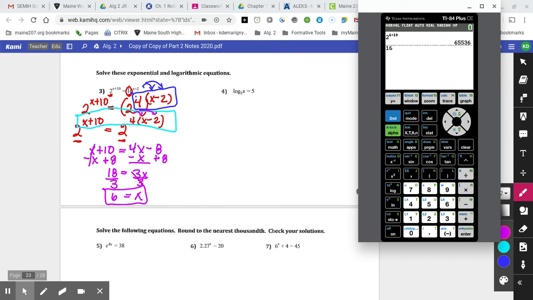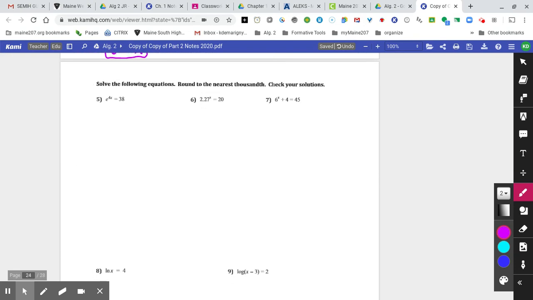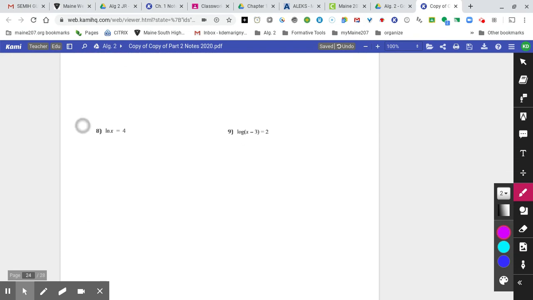So I have 16, and this time I want to raise it to the x minus 2, which is a 6, not a 3, 6 minus 2. And I get the exact same thing. So therefore, the value of x is equal to 6. Perfect. All right, I'm going to leave the other one for you, and I'm going to leave some of the rest of these to you as well.